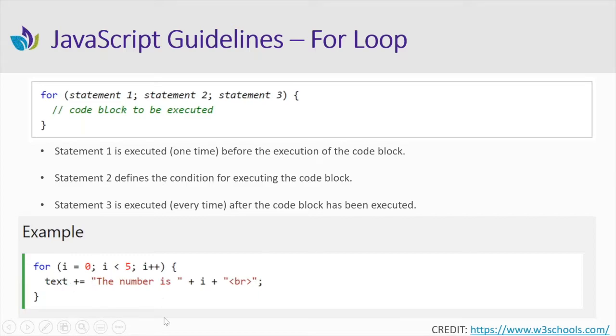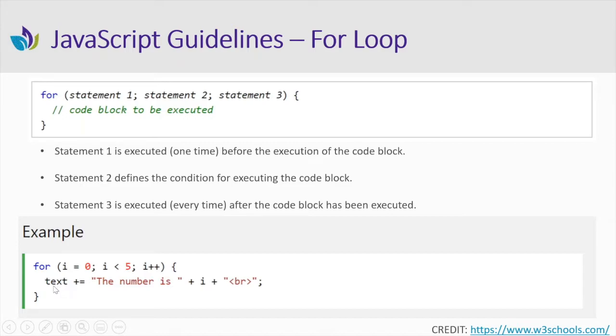So if we look at this example below, starting with I equals 0, this is going to be executed before we start doing any of the code contained in the brackets. As long as the value of I is less than 5, then after each iteration of the for loop, we are going to increase I by 1. So effectively, this is going to loop through this code 5 times: once for I equals 0, once for I equals 1, once for I equals 2, etc.